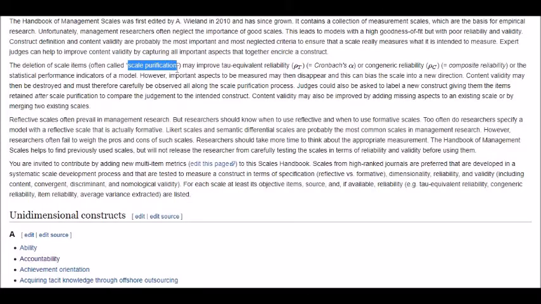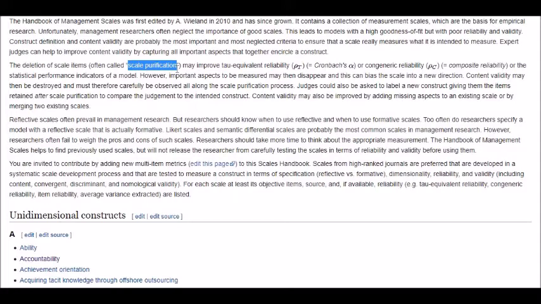The deletion of scale items is often called scale purification. I haven't seen any video on scale purification, and nobody even talks about it in workshops. It's surprising that even for scale development or questionnaire development, you don't talk about scale purification.